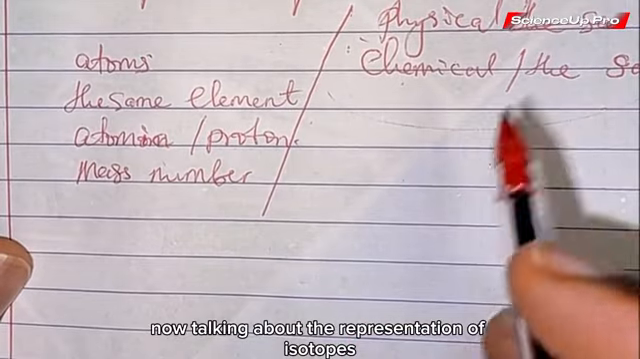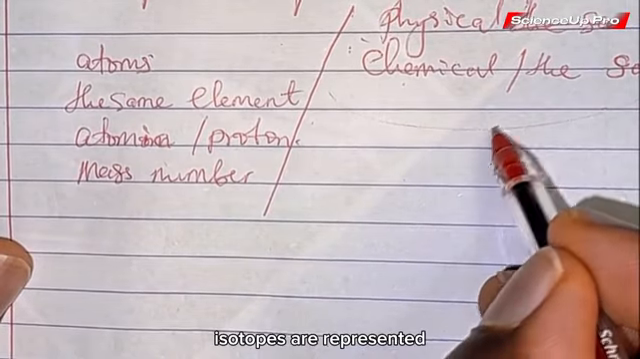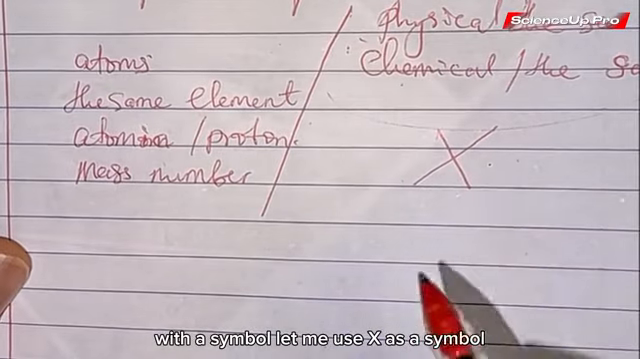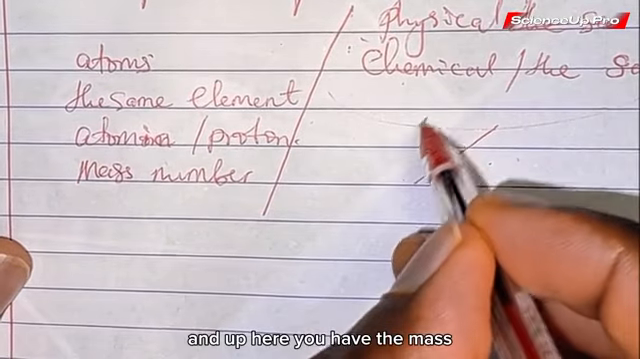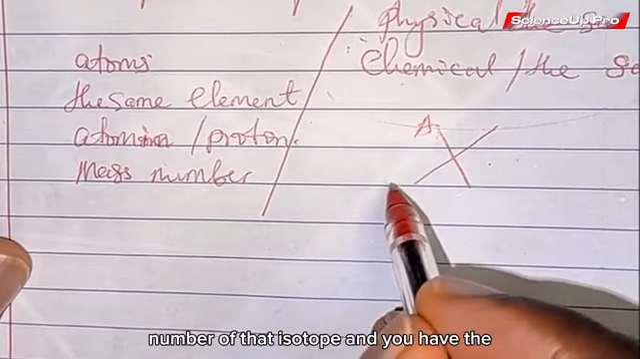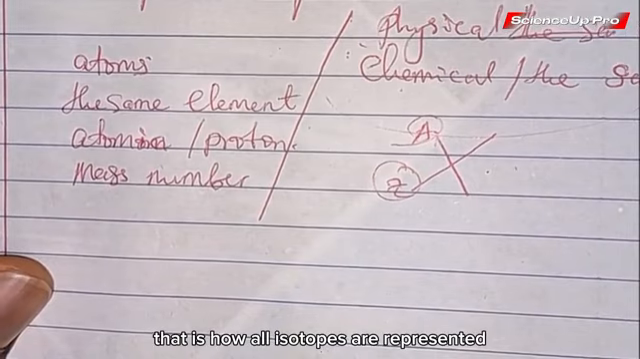Now, talking about the representation of isotopes. Isotopes are represented with a symbol. Let me use X as a symbol. Up here, you have the mass number of that isotope and down here you have the proton number. That is how all isotopes are represented.